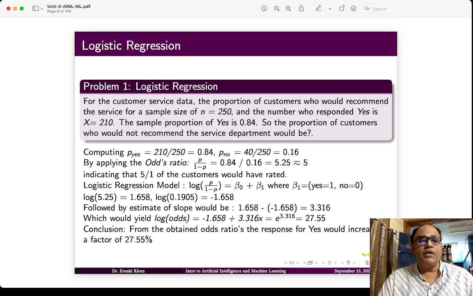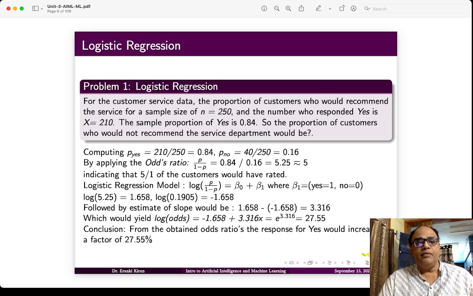So p by 1 minus p turns out to be 5.25. Log of 5.25 is 1.658, and log of the remaining 0.6 turns out to be 0.1905. If you substitute them into the expression beta naught plus beta 1, we end up getting 3.316. So this is the estimate of the slope.